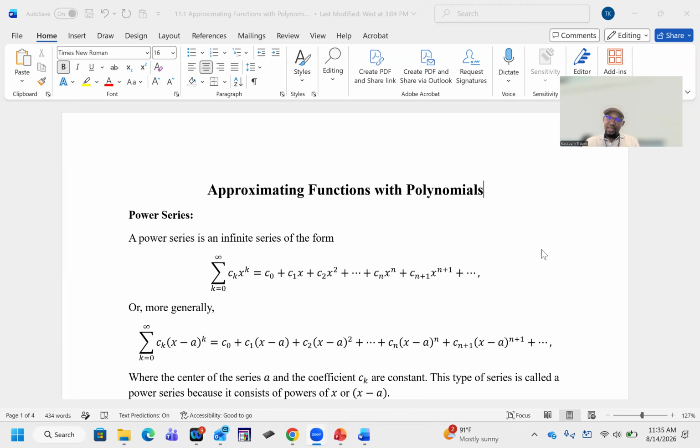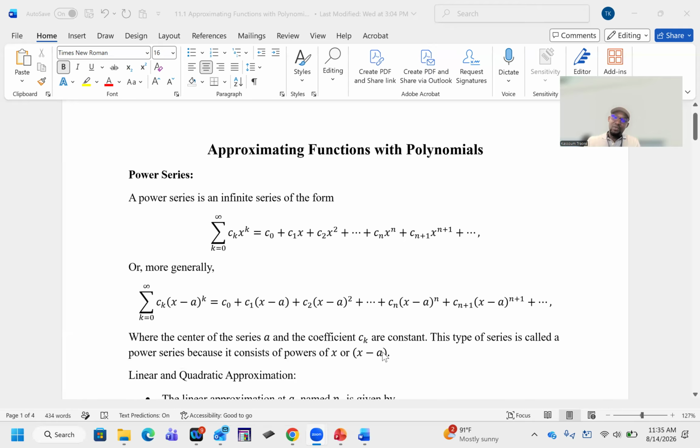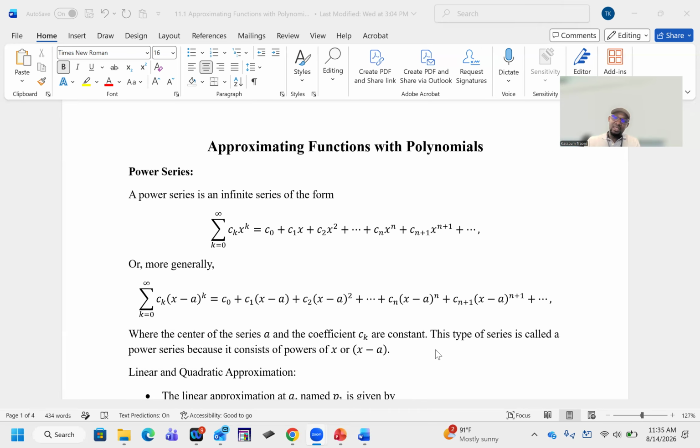Or more generally, the sum from k equals 0 to infinity of c sub k times x minus a to the power of k, where the center of the series is a. So on the first summation, the center is what? 0. Okay, when the center is a, we'll have c sub 0 plus c sub 1 times x minus a plus c sub 2 times x minus a squared and so on. And the coefficients c sub k are constant.